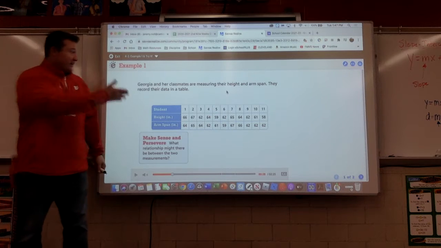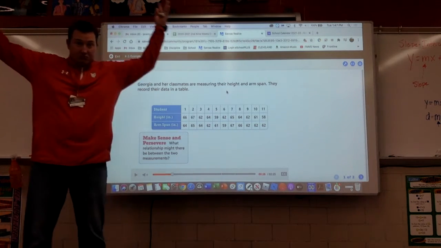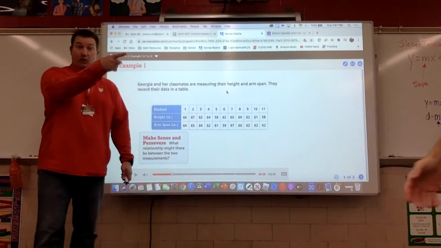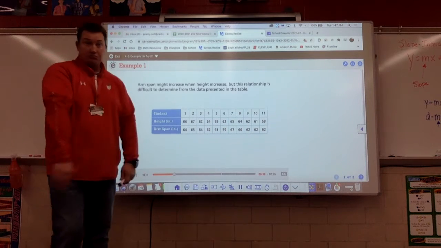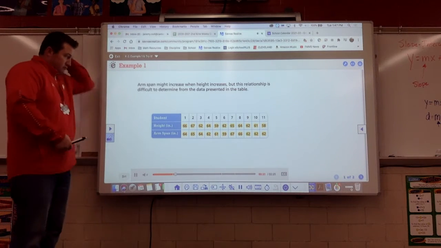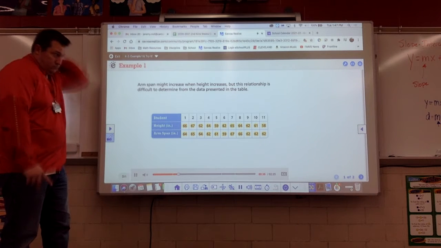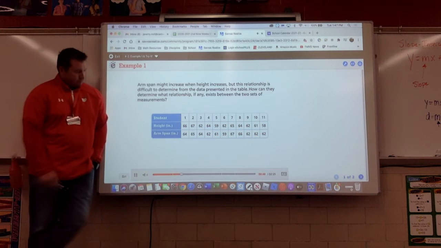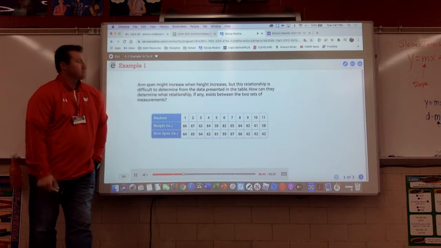Is there an association between height and arm span? Maybe we should look at some type of scatter plot. Arm span might increase when height increases. But this relationship is difficult to determine from the data presented in the table. How can they figure out what relationship, if any, exists between the two sets of measurements?